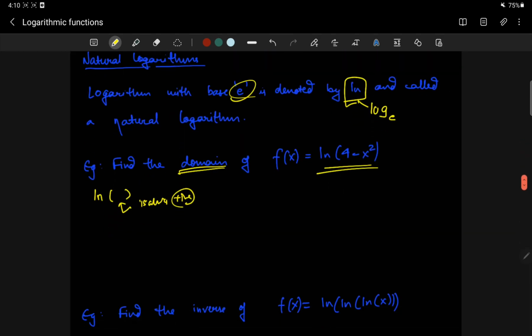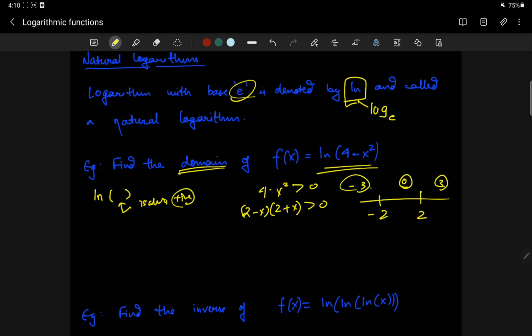So if you're finding the domain of log of 4 minus x squared, what you need is that 4 minus x squared is positive. Now this is 2 minus x times 2 plus x, positive, and we have recently learned how to solve these kinds of inequalities. So you find these points, you take test points, and plug in the test point. So negative 3: 2 minus negative 3, that's going to be negative. 0: 2 minus 0, 2 plus 0 is positive. 3: 2 minus 3 and 2 plus 3 is negative.